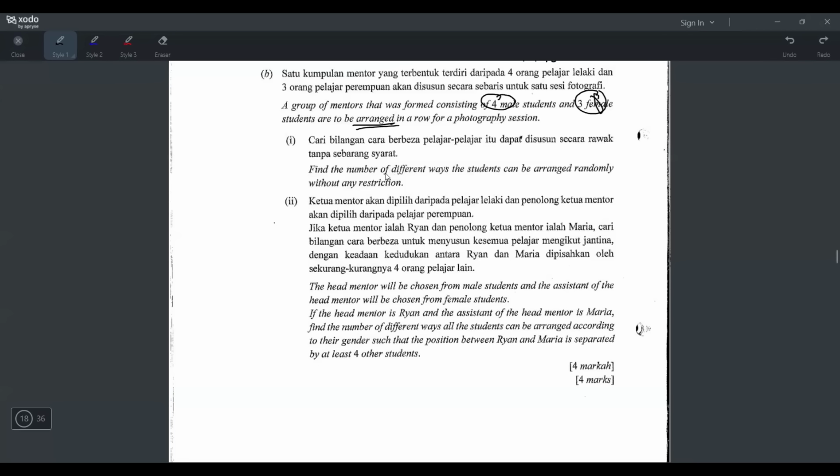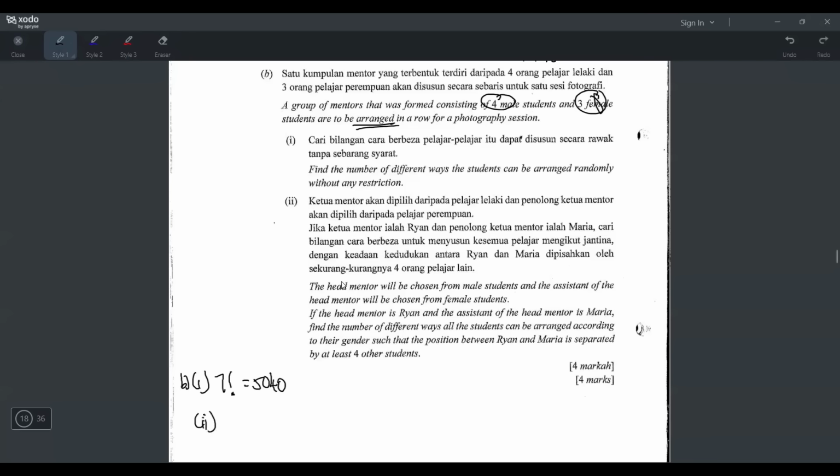So number 1 says find the number of different ways the students can be arranged randomly without any restriction. It means no condition. So kalau no condition nak susun satu baris, because they said got 4 male, 3 female, so we have 7 lah. So we have 7 orang nak duduk dekat satu baris, tak ada condition, right? So it's 7P7 lah, or you can say 7 factorial. And if you tekan this, you get 5040. And that's the answer.